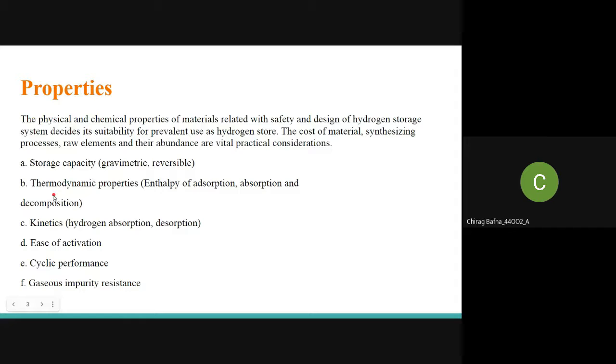Second one is the thermodynamic properties. We already learned this in diploma and in first year, so we know that this is fundamental. I am not going to repeat it again. Next one is the kinetics. The kinetics of hydrogen absorption and desorption is a result of the way in which the overall transition from metal to metal hydride takes place. Next are ease of activation, cyclic performance, and gaseous impurity resistance. These all steps collectively determine the kinetics of hydrogen.